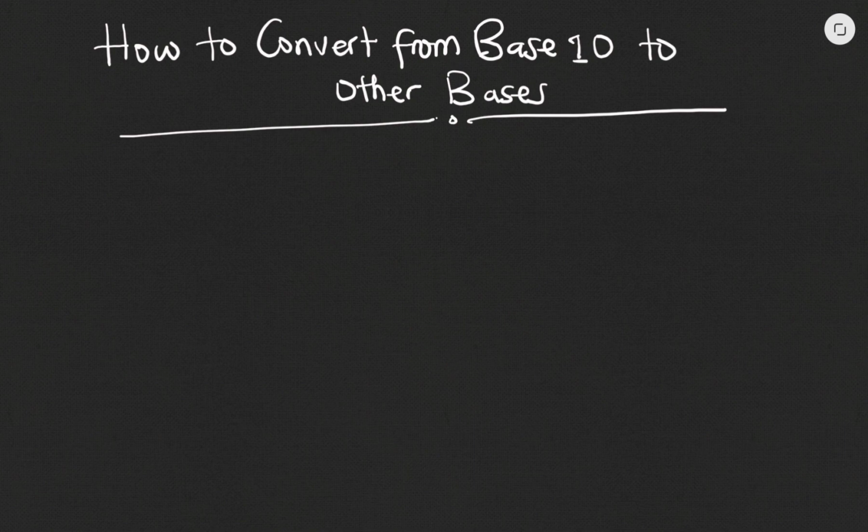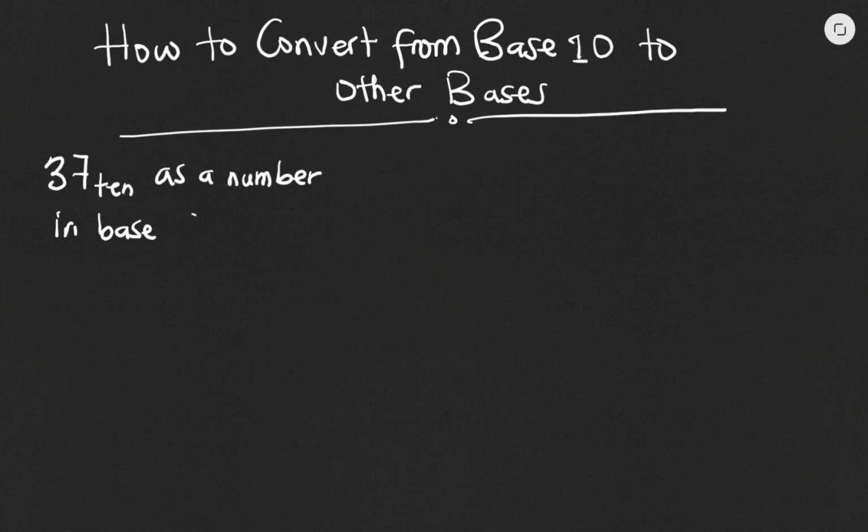In today's video, we want to look at how to convert from base 10 to other bases. Alright, so let's look at the first example that we have. We are to write 37 base 10 as a number in base 5. So basically we are to convert 37 base 10 to base 5.